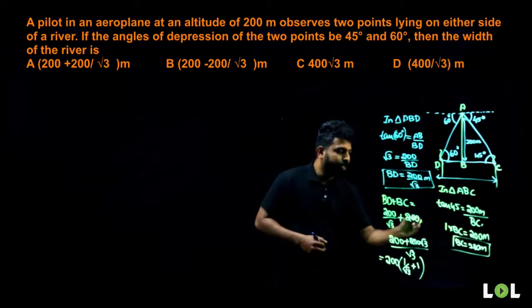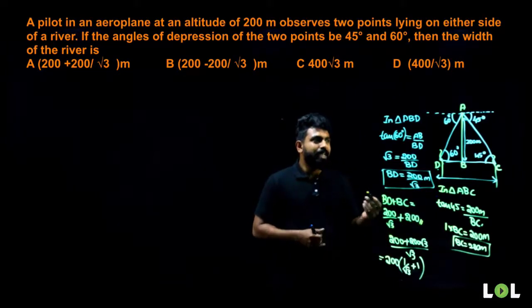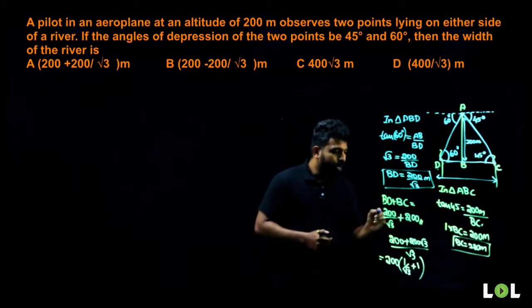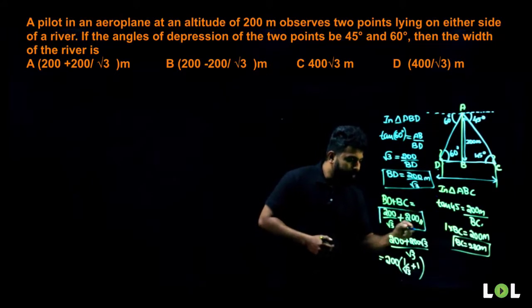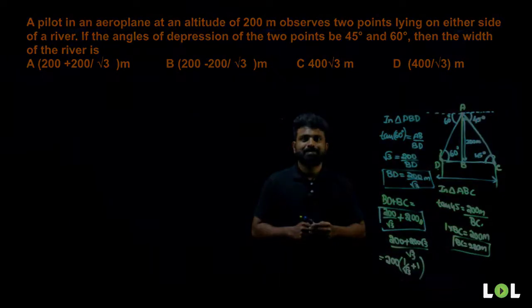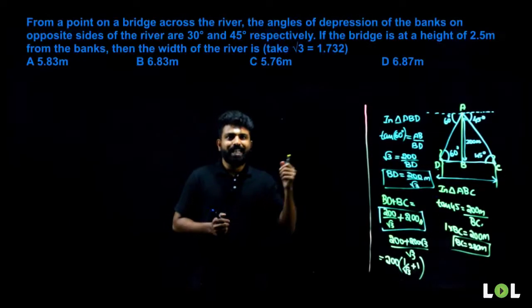Do we have that in our options? Yes. Option A, 200 plus 200 by root 3 will be my final answer. So let's move on to the next question here.